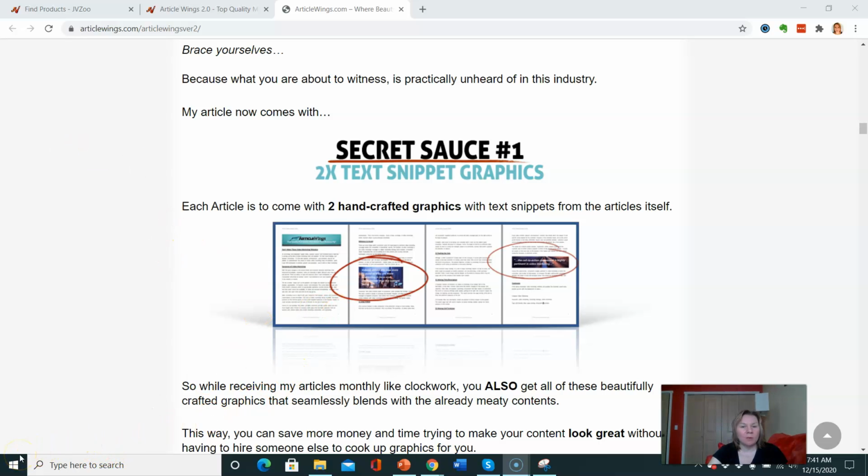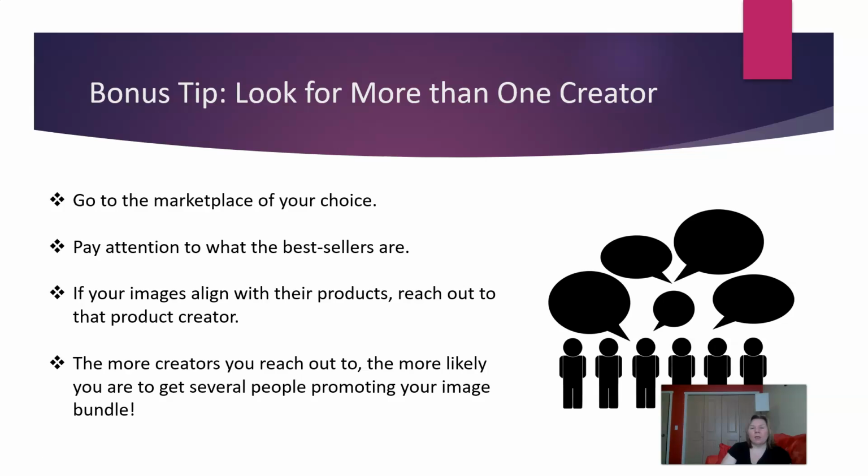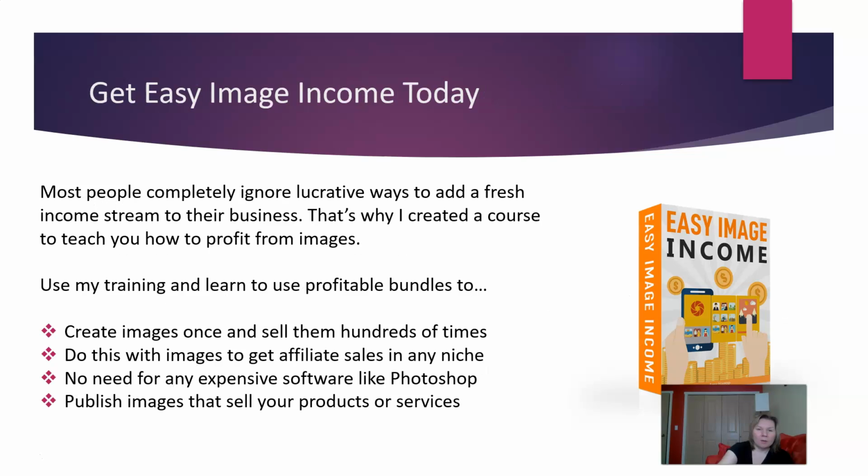So when you reach out to people, make sure you include all the information, such as where they can get your product, if you want them to promote it directly, where they can sign up so they can promote it, and an easy way to get in touch with you. People are busy and they want to see all the information right at the beginning. Maybe even give them a sample, of course, of your product as well. And I would definitely suggest looking for more than just one person. You want to reach out to a variety of people, and that way you could get several people promoting or wanting to incorporate your bundle.